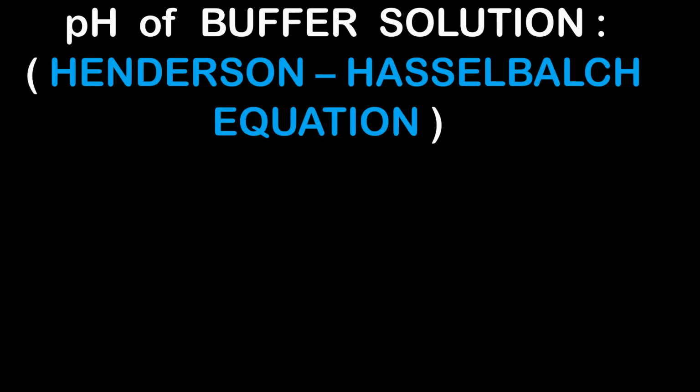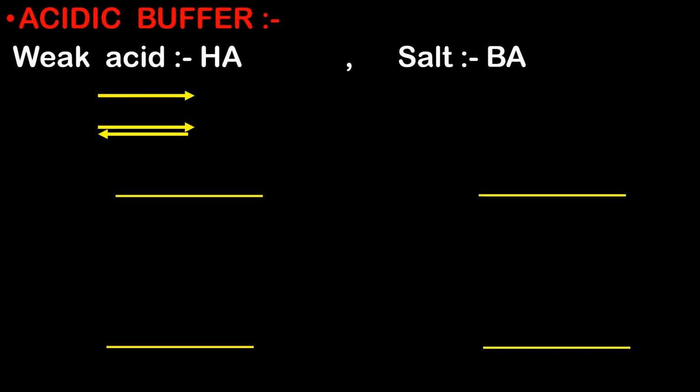So guys, now let us find out the formula for finding the pH of a buffer solution, and this formula is also known as the Henderson Hasselbalch equation. Okay, so let us first find out for the acidic buffer solution. As we all know, for an acidic buffer solution we require a weak acid. So let's say the name of our weak acid is HA, I'll just consider a general name. So let's say we have a weak acid named HA and we have a salt named BA.